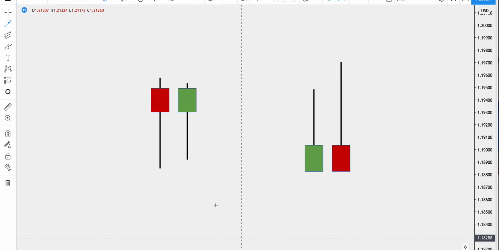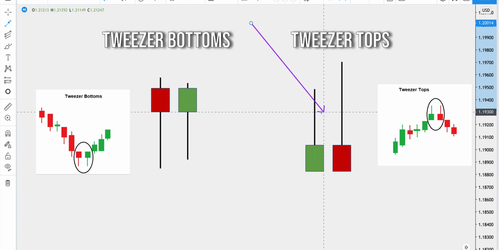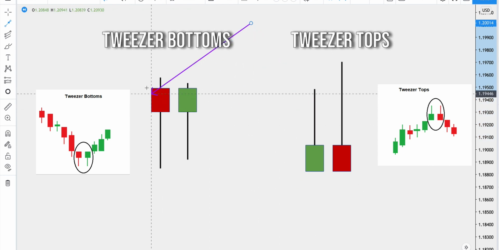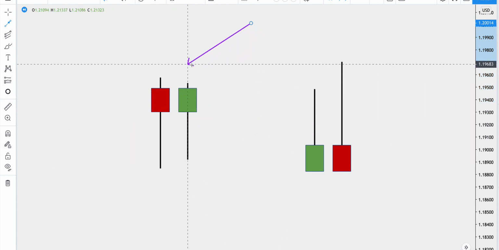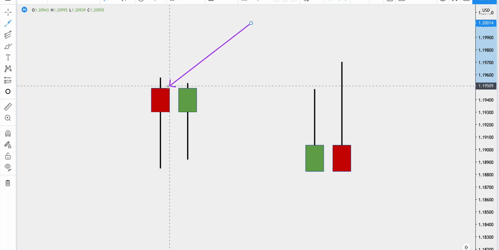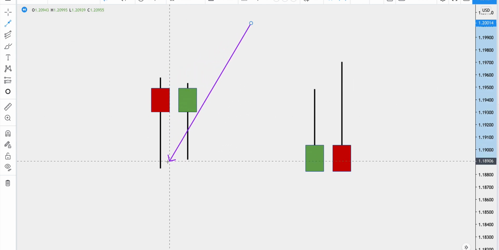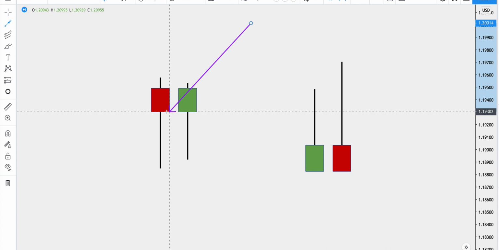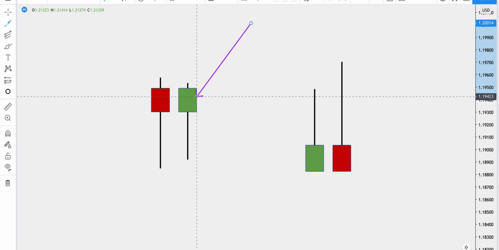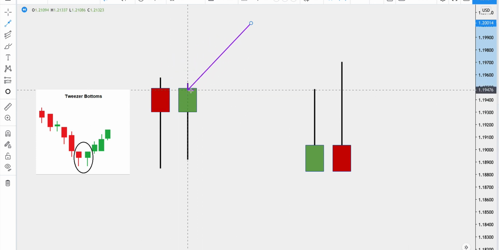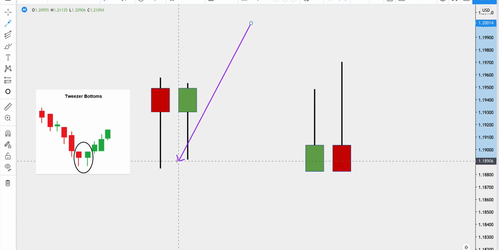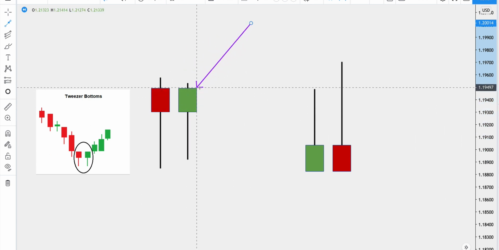The next patterns we're going to talk about are the tweezer bottoms and the tweezer tops. I want you to notice what type of stories these candles tell. So imagine this candle started here, went all the way down, closed here, and the next candle opened up here, went all the way down, and then closed all the way at the top. This tweezer bottom shows a rejection to the top side, signaling a potential bullish outlook going in the up direction.